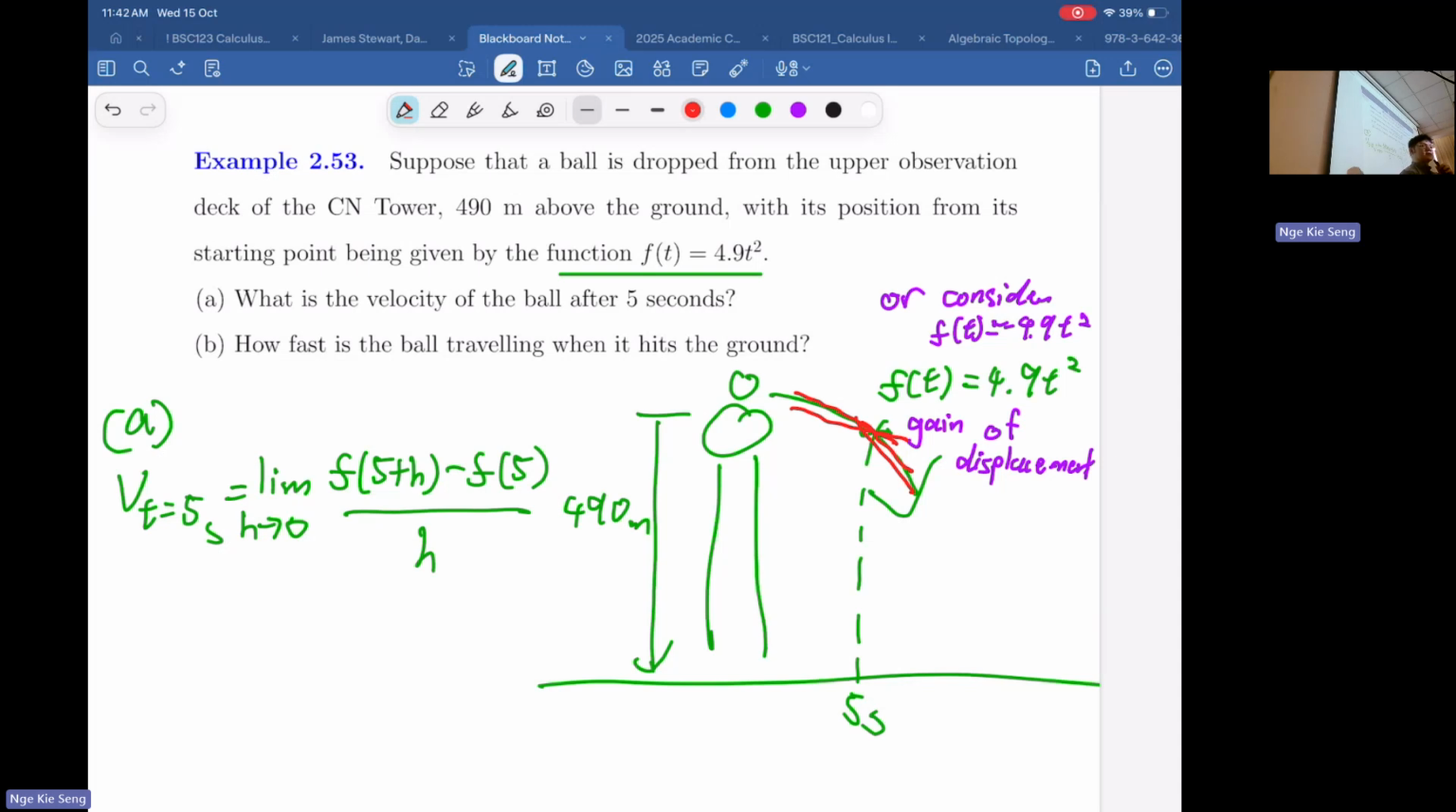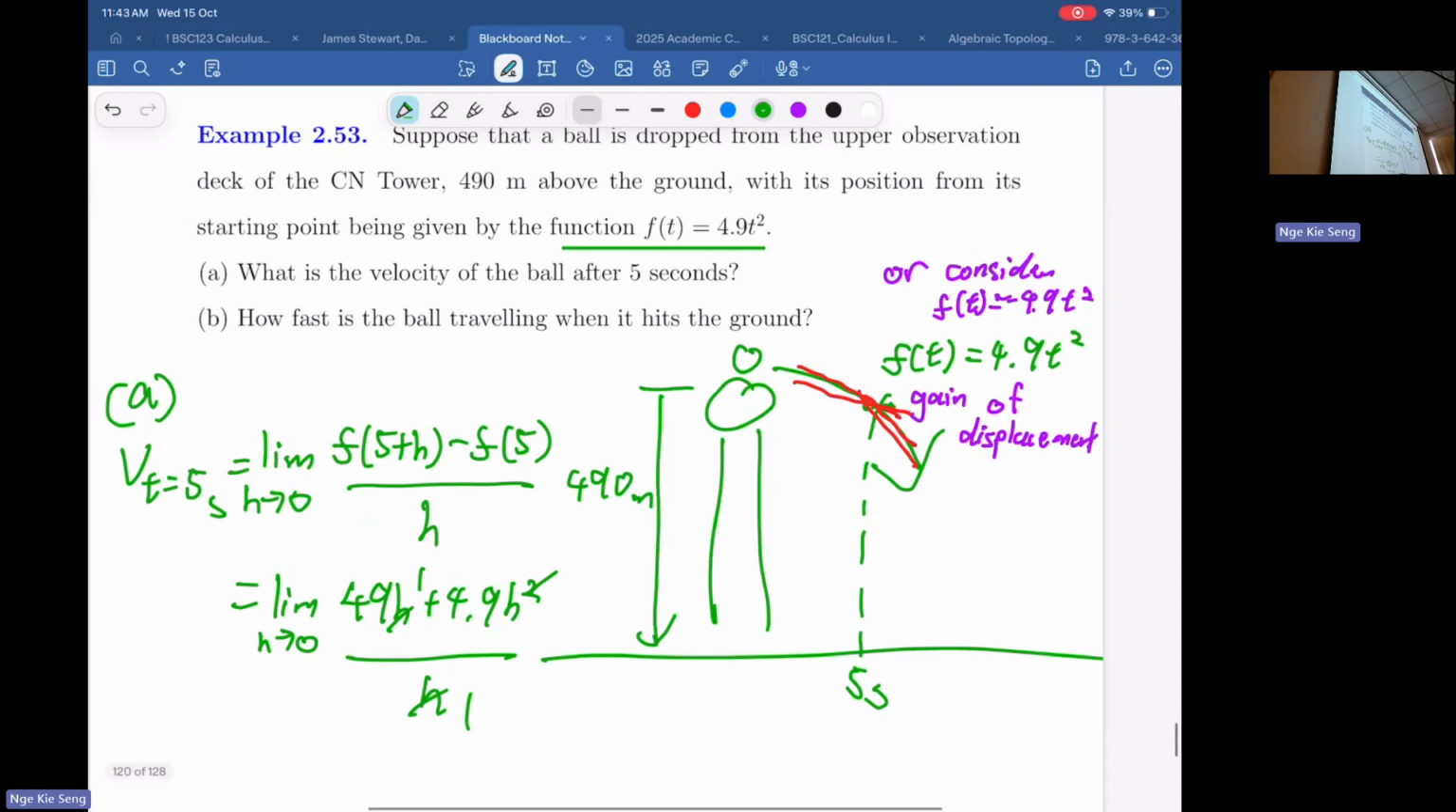Makes sense? If you go through some calculation, let me at least write down the function you could get. It's 49h plus 4.9h squared over h. This one you can easily compute the velocity, which is 49 meters per second.